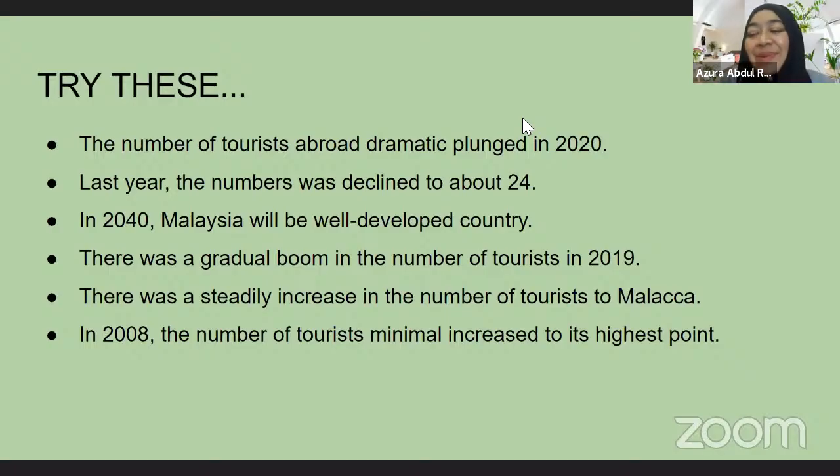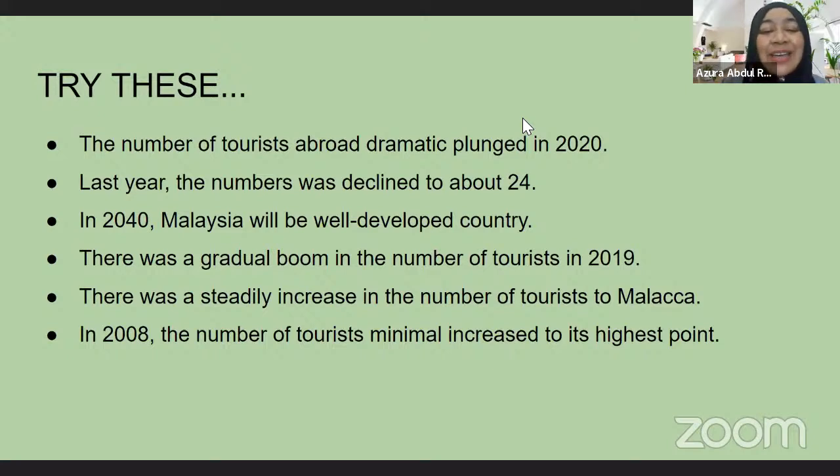Okay, there was a steadily increase. I gave it away. There was a, it's so hard. Okay, there was a steadily increase in the number of tourists to Malacca. Who wants to fix this? The word steadily doesn't suit increase. What is that, Daniel? The word steadily doesn't suit increase. Okay, so what should you put? There was a slightly increase in the number of tourists to Malacca. There was a steady, said Daniel, only a steady increase, okay? All right, there was a steady increase in the number of tourists to Malacca.